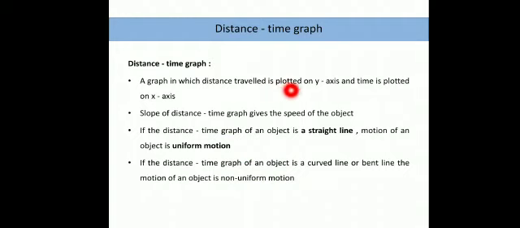A graph in which distance traveled is plotted on the y-axis and time is on the x-axis is called a distance-time graph. If the graph is a straight line, the object is in uniform motion. If the graph is a bent, curved or tilted line, then the object is moving in non-uniform motion.